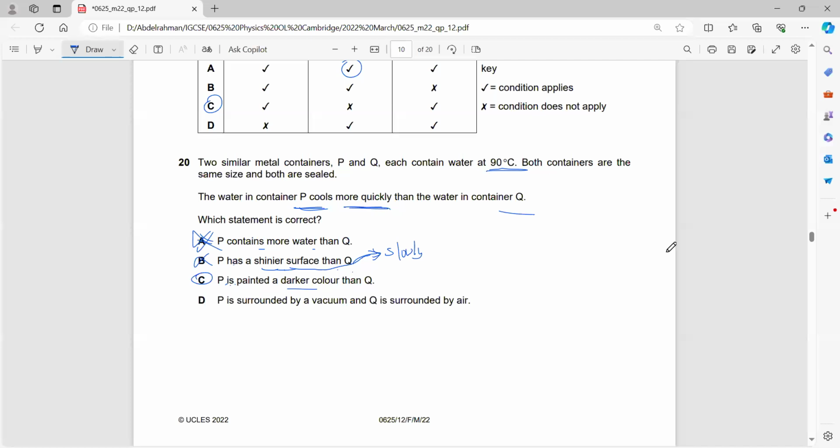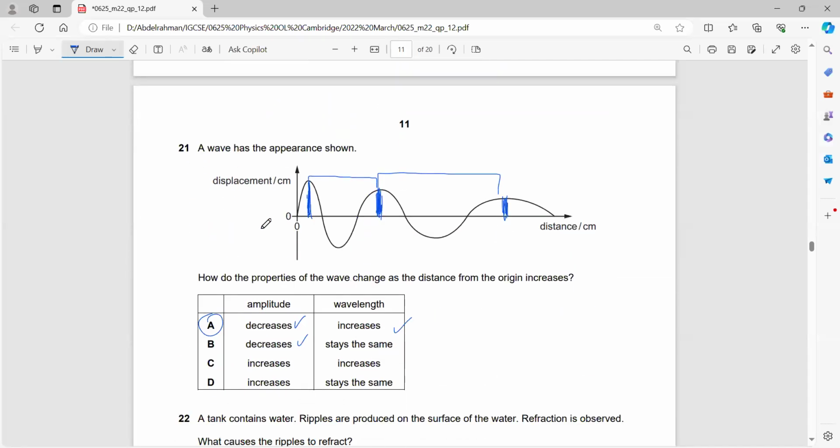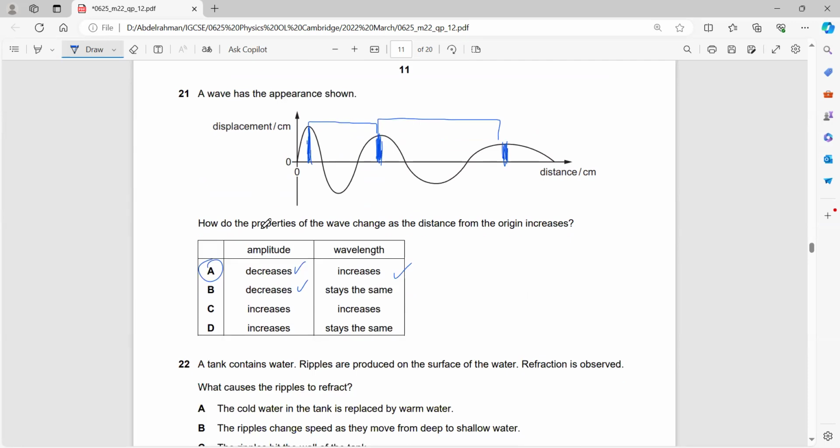You cannot say it's the best reflector. Why? I don't care about the reflection in this question. You do not care about the reflection in this question. Frequency, okay, question 21. You don't care about the frequency in this question.